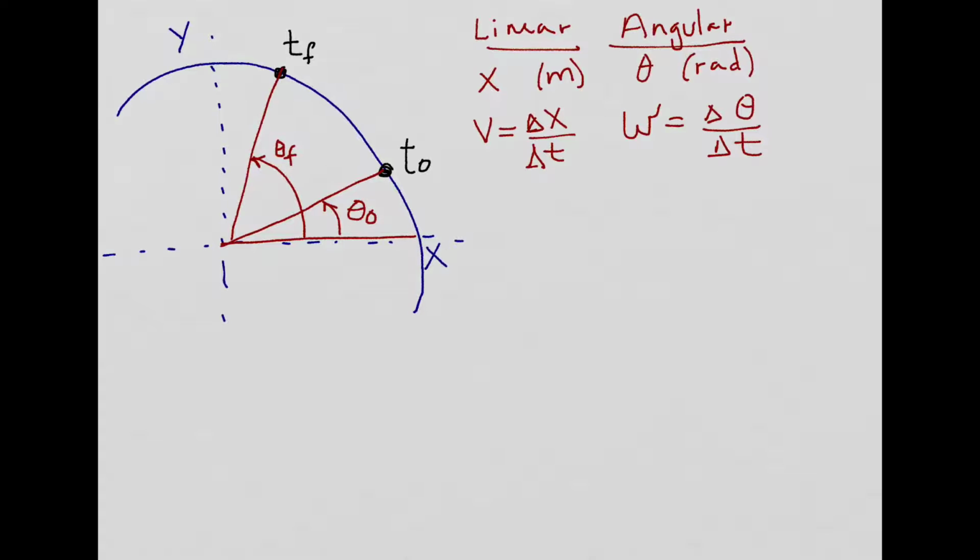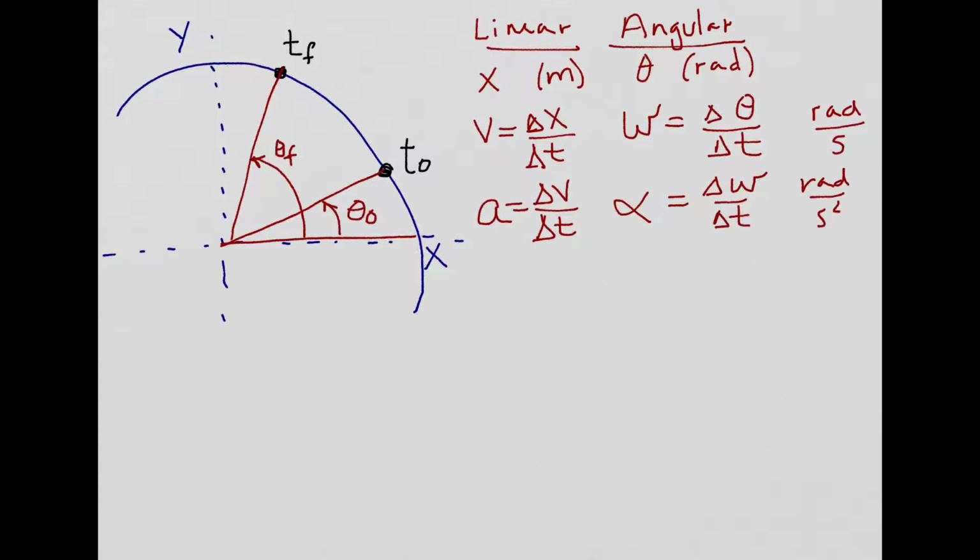I can also talk about angular acceleration. In linear motion, average acceleration is delta v over delta t. And in rotational motion, the rotational acceleration is delta omega over delta t. Units wise, angular velocity is radians per second. So therefore, angular acceleration is radians per second squared.